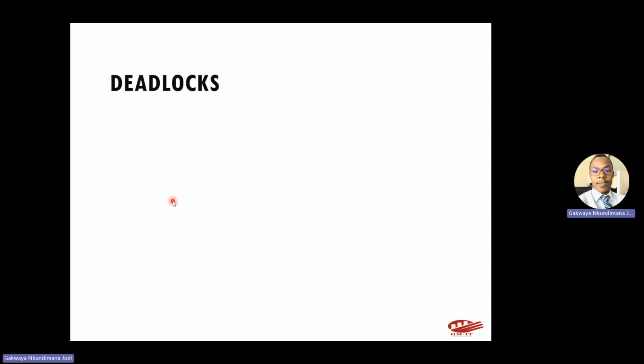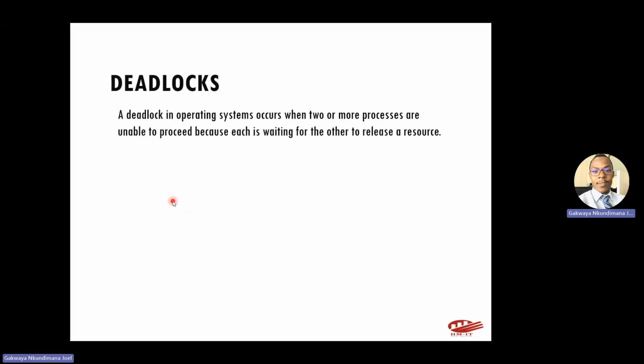Let me give you the definition of a deadlock. Please don't forget. Now you will go to Mr. Fanindra or to your teacher and say, I know deadlock. I know what it means. Okay. Now, this one is related to what we have seen in the previous class on processes. Deadlock in an operating system occurs when two or more processes are unable to proceed because each is waiting for others to release a resource.